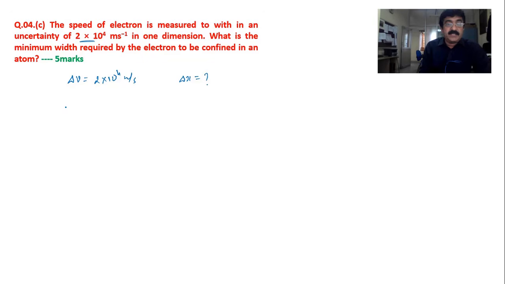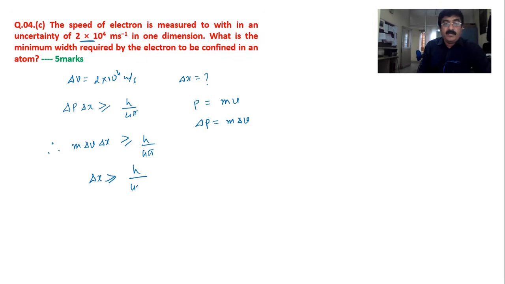Dear student, this is certainly on the uncertainty principle, that is delta p delta x greater than or equal to h by 4 pi. You know p is equal to m into v, therefore delta p is equal to m into delta v. Therefore m delta v delta x is greater than or equal to h by 4 pi. I want just delta x, that is greater than or equal to h by 4 pi m delta v, that is equal to 6.62 into 10 power minus 34.